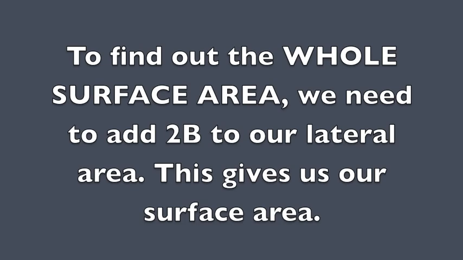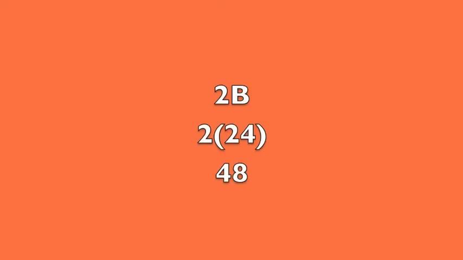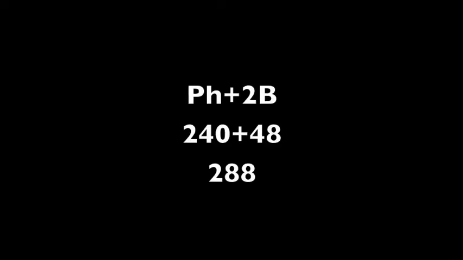We're not done yet, folks. In order to find out everything around the box, we need to add 2B, or 2 times the base area. To find the base area, we need to multiply the length and the width. This gives us a total of 24, or 6 times 4. Now we multiply 24 by 2, which gives us 48. Now all we need to do is add this 48 to the lateral area, and we have our surface area. 240 plus 48 equals 288.